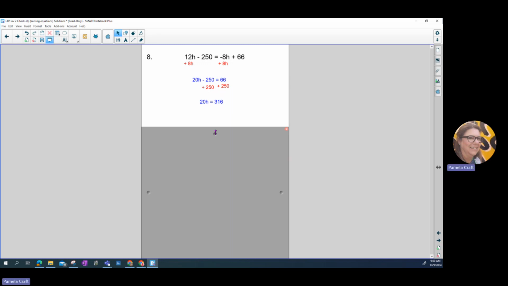I'm now going to divide both sides by that 20. And 20H divided by 20 leaves you with 1H. And 316 divided by 20 is 15.8. Again, take that back up and plug it in for where the H's are, and you should get equivalent values on each side of the equal sign. That tells you it's true.